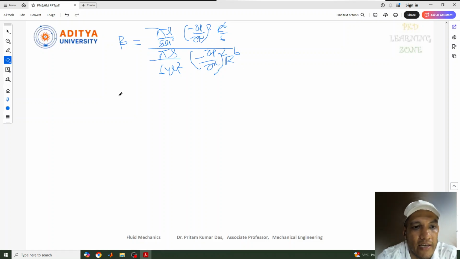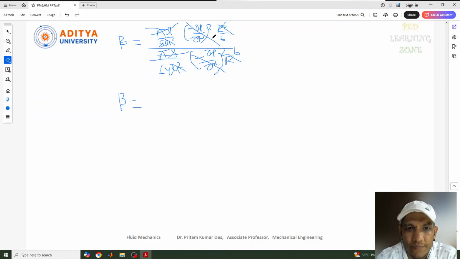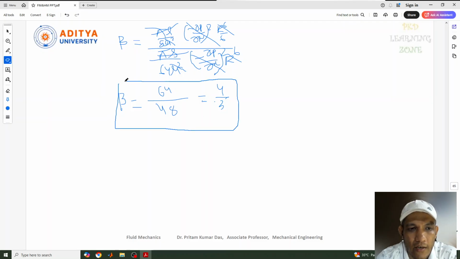Now if you see, we can cancel all these terms. Pi rho cancels, mu square cancels, r to the power 6 cancels, del p by del x square cancels. What are the remaining terms? 8 into 6 is 48, and 64 will go up. So this is 64 divided by 6 into 8, that is 48. If you solve this, 16 into 4 and 16 into 3, it is 4 by 3. So the beta value here is 4 by 3.